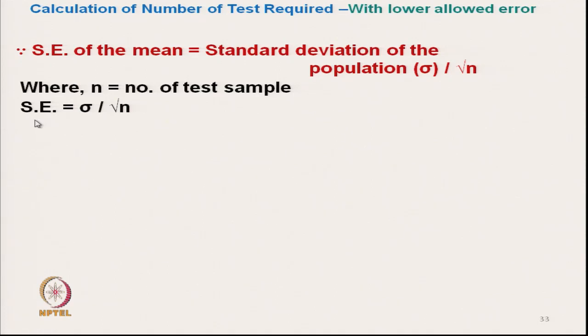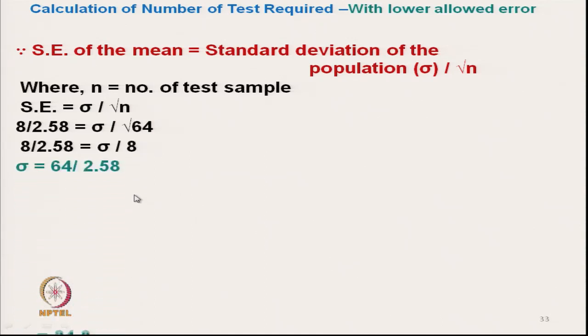So, the standard error is known, n is given. 8 by 2.58 is the standard error, 64 is given. From there we can calculate sigma, that is the standard deviation of the population. It is 24.8. Now, this standard deviation we will use in the next part, the second part.